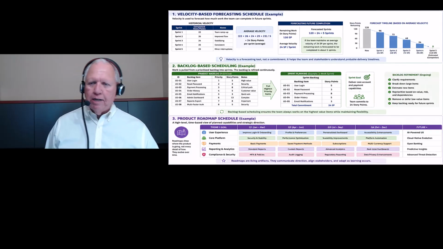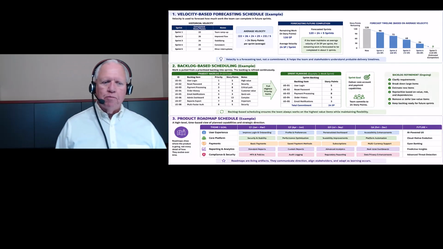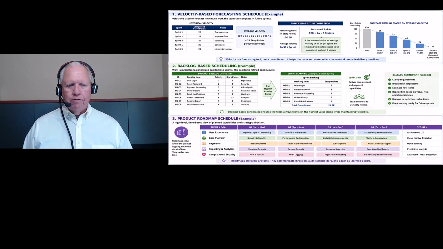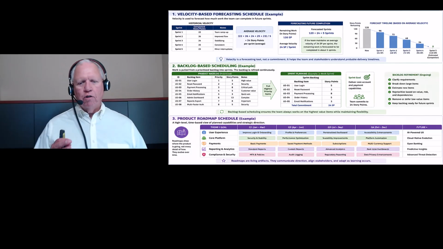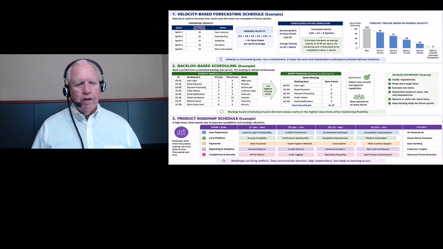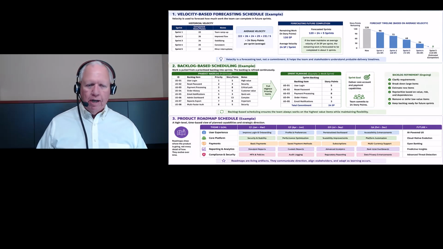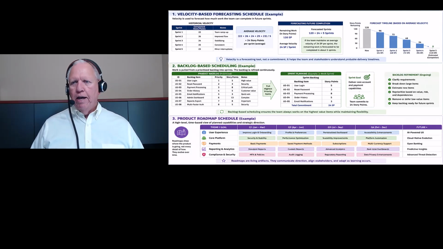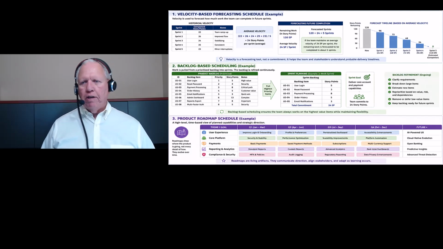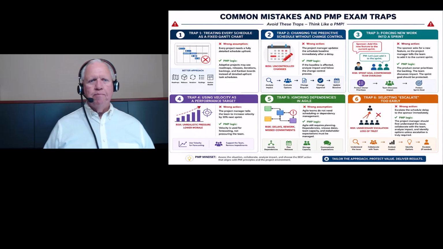And then at the very bottom, in case you've not seen this, I want you to see a product roadmap schedule. And so you'll notice the theme, you'll notice the quarters. We've got the quarters listed here. And so this is a high-level time-based view of planned capabilities and strategic directions. And so this is not down in the weeds as many times people make the mistake of doing. So anyway, I want you to be able to see these and have some exposure to it.